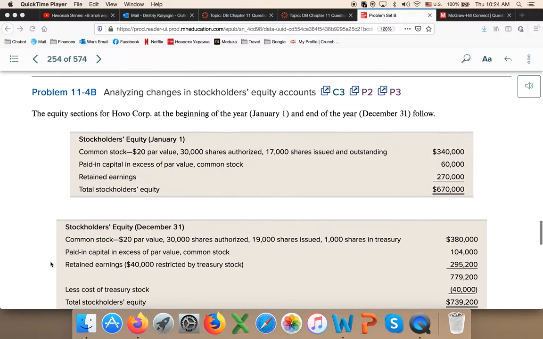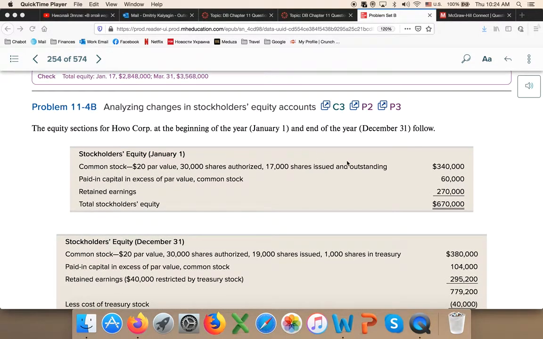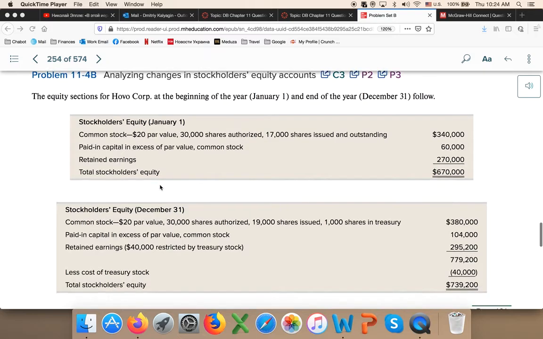I'm going to solve a very similar problem but set B, so it's set up in the same manner, just has different amounts, okay? So we have equity sections right here, you can see, for the beginning of the year and for the end of the year. So things have happened in between January 1st and December 31st.